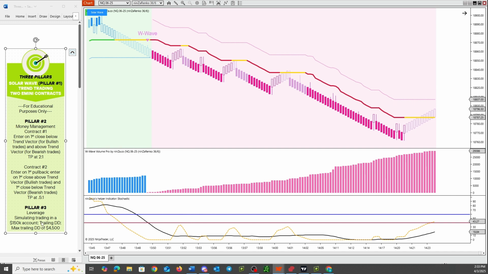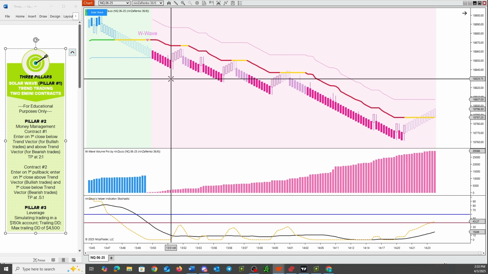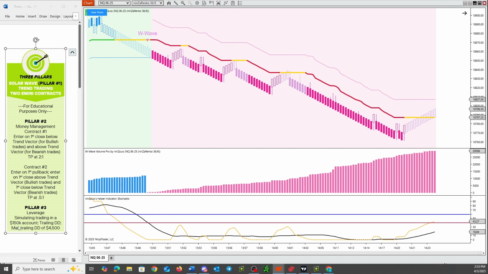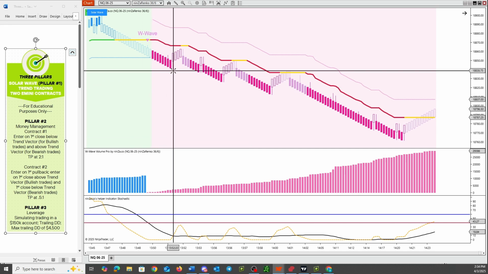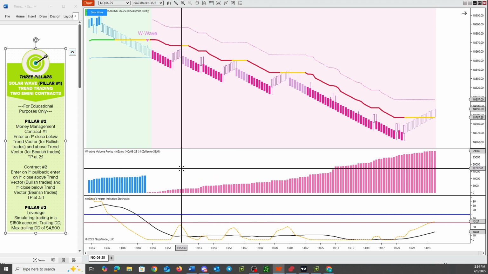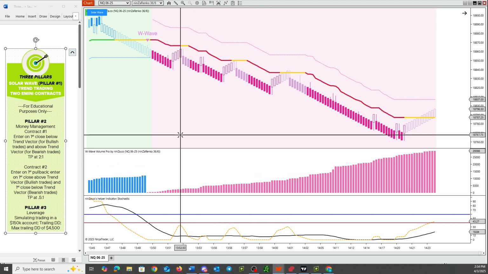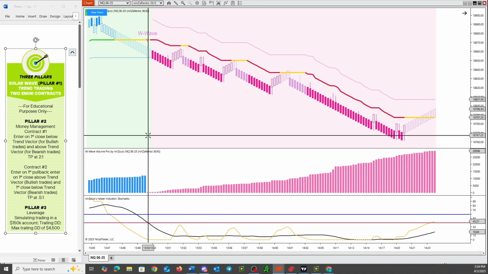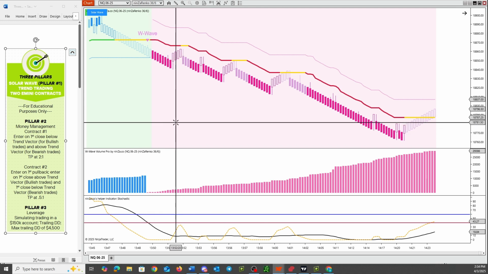Pillar three is leverage. We're going to be trading two contracts, so, you know, I'm saying a 150K account with a $4,500 drawdown gives you plenty of room to trade 1 and 2 contracts and stay safe in a directional edge model such as this, if you can stay true.